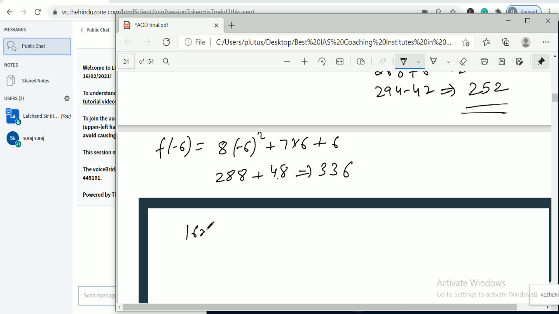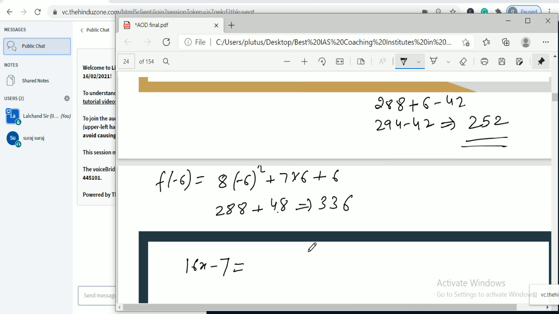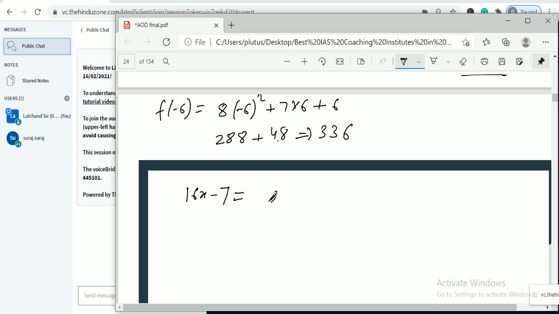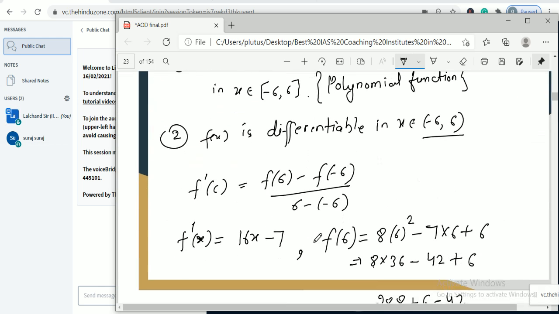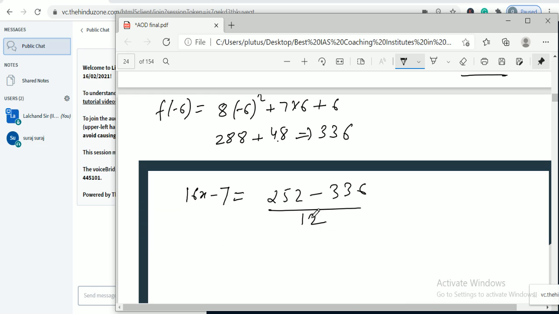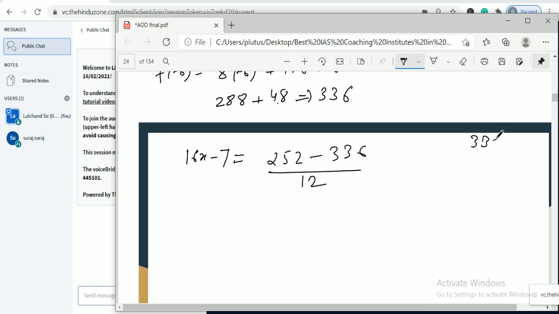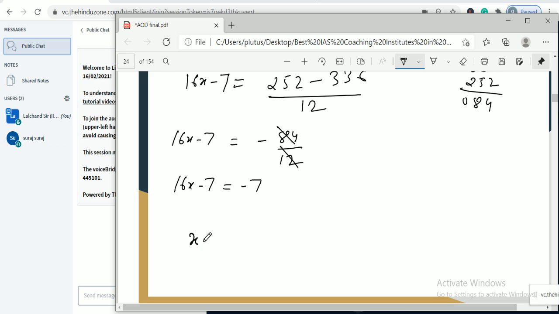Okay. So if we substitute all these values in this equation, then we have f dash x is 16x minus 7. This is f of 252 minus 336 divided by 6 plus 6. This is 12. If we simplify, then we get 336 minus 252, how much? This is 84. We get minus 84 divided by 12. This is 7. So 16x minus 7 equal to minus 7. So we get finally x equal to 0.